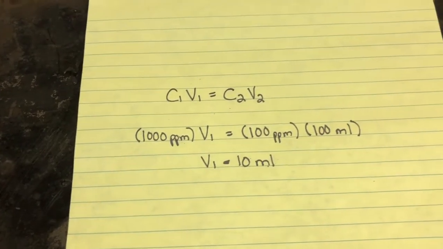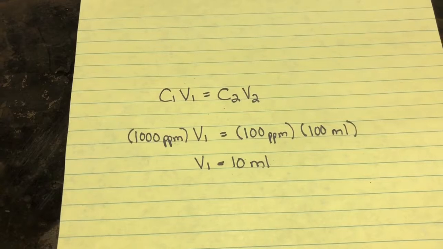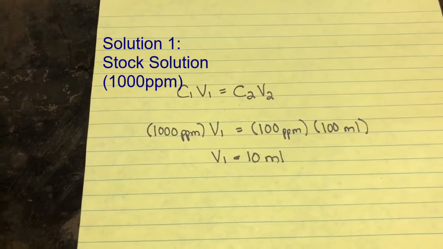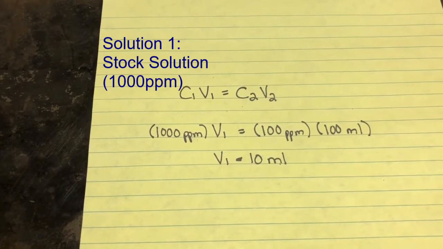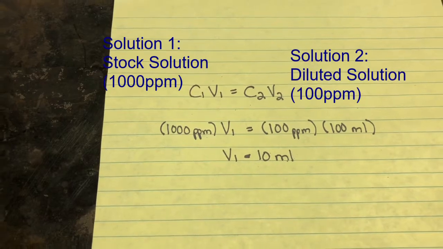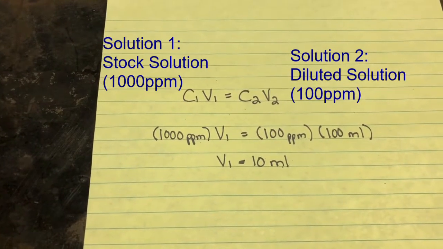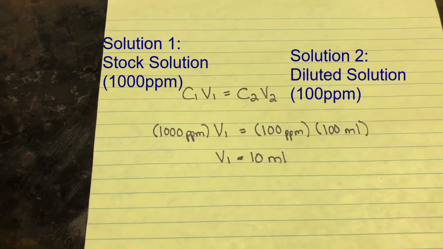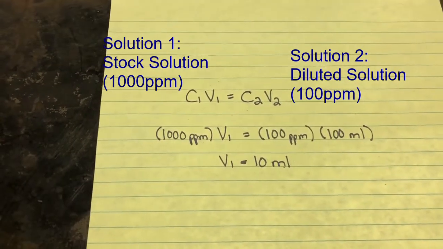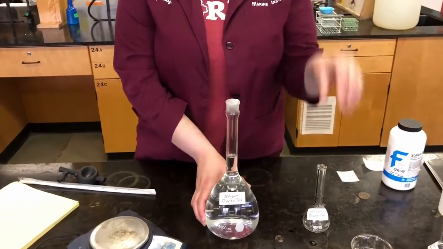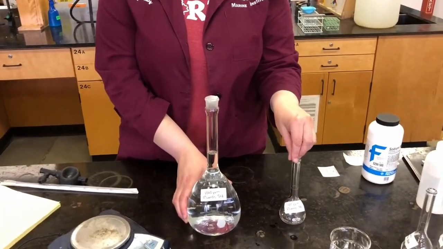You can think of that formula as representing 2 different solutions. The C1V1 is for solution 1, our stock solution that we just made. And C2V2, the second solution, is the one that we're making that's a lower concentration, the one that we're diluting. So where do our values come from? The C1 is our concentration of the first solution, the one we just made up. This solution we're going to call solution 1. The one we're putting into a small flask is going to be solution 2.